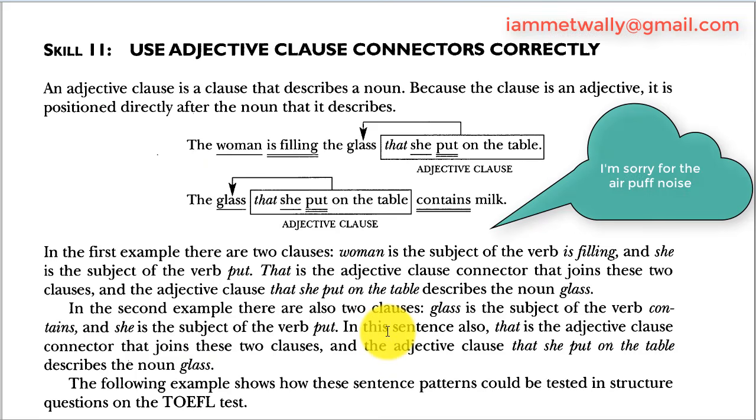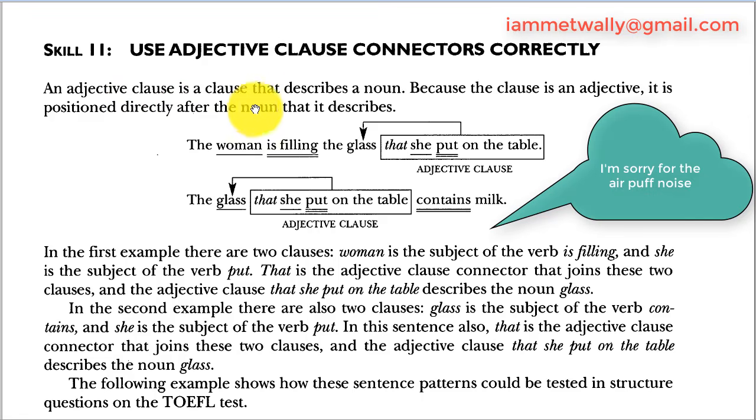Hello everybody, here is Toefl, your host, and today with Skill 11 of the Toefl PBT test. Skill 11: use adjective clause connectors correctly.